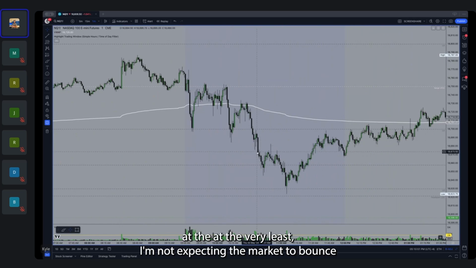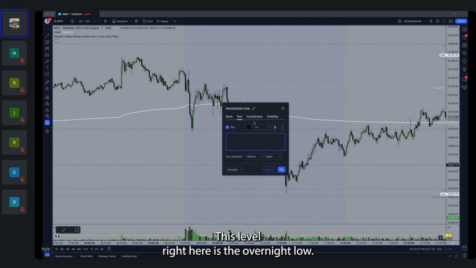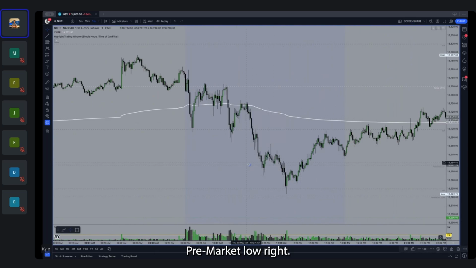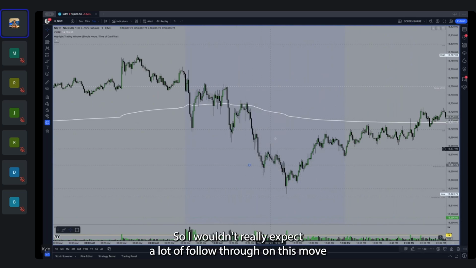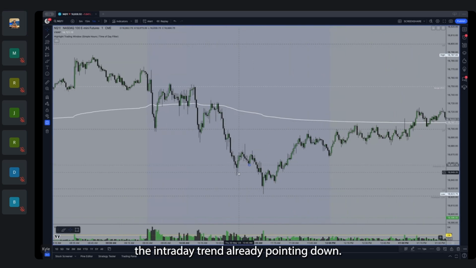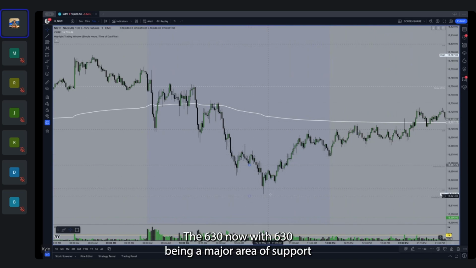I'm not expecting the market to bounce substantially versus the overnight low. This level right here is the overnight low. Let me just mark it so we're clear. Pre-market low, right? So I wouldn't really expect a lot of follow through on this move. With the intraday trend already pointing down, I expect a little bit of a bounce here, right? Most likely it's going to roll over, which is what it did. And we'll get that test to 630.